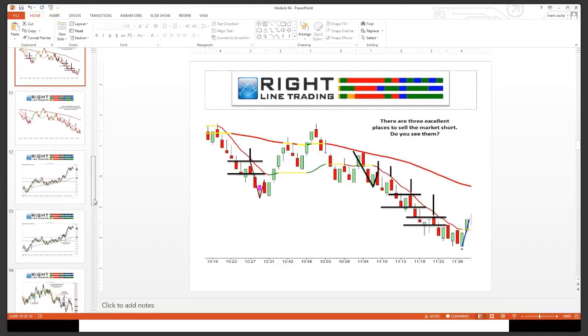Now you can see how much time and effort it takes to master this. This is a very, very complex science. It's not an art, it's a science. And it's very, very complex. But it's going to make you a really, really good trader.